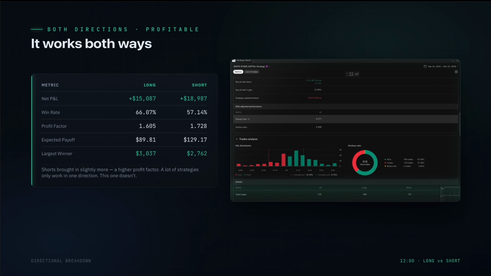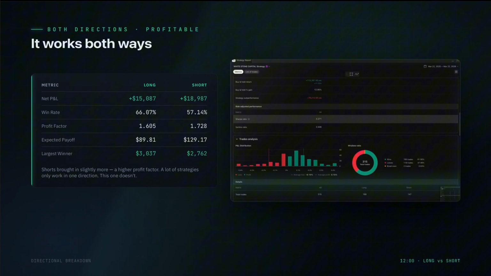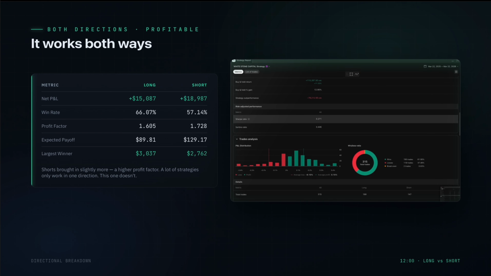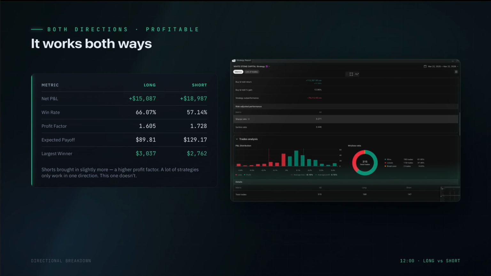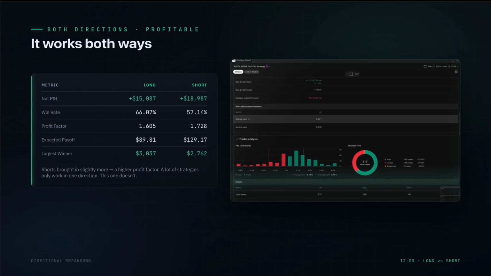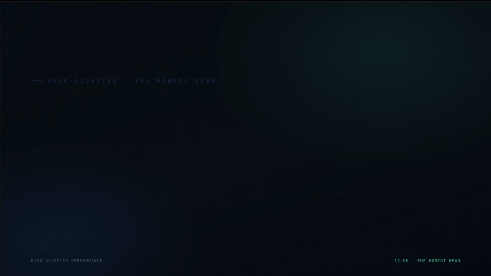Breaking it down by direction, both sides were profitable. The long trades won about 66% of the time, the shorts about 57%. But the shorts actually brought slightly more total profit, with a higher profit factor. That balance matters. A lot of strategies only work in one direction. This one works in both ways.